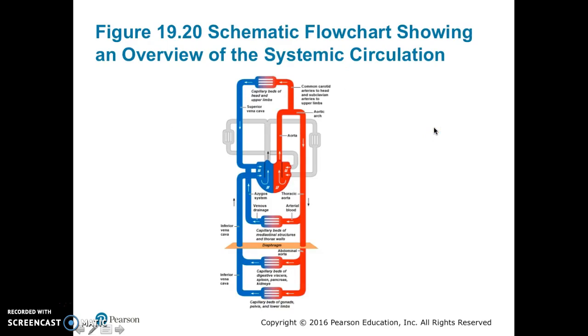Figure 19.20 shows the systemic circulation. Oxygenated blood leaves the left ventricle through the aorta. Off the aortic arch, the common carotid arteries take blood to the head, and the subclavian arteries take blood to the upper limbs. From those areas, capillary beds allow oxygen to be delivered and carbon dioxide to be taken up. The superior vena cava returns deoxygenated blood from the body to the right atrium. Here's the superior vena cava.